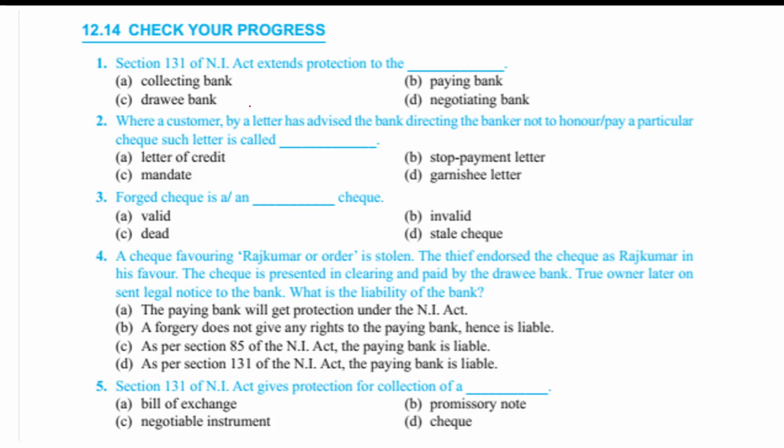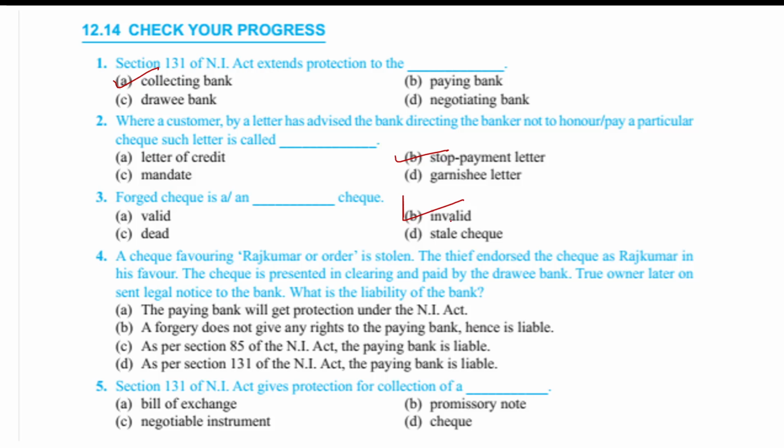Section 131 of the Negotiable Instrument Act extends protection to the collecting bank. So A is the correct answer in this question. Where a customer by a letter has advised the bank directing the banker not to honor or pay a particular check, such letter is called a stop payment letter. So B, stop payment letter is the correct answer. Forged check is an invalid check. This is not stale. Stale is when the time limit, the validity period expires.